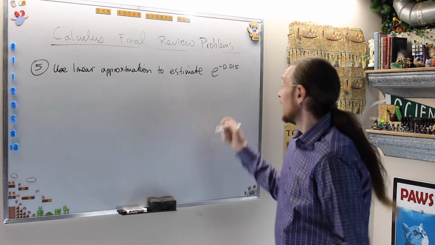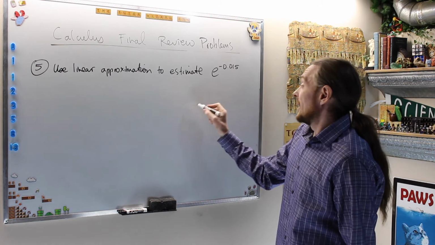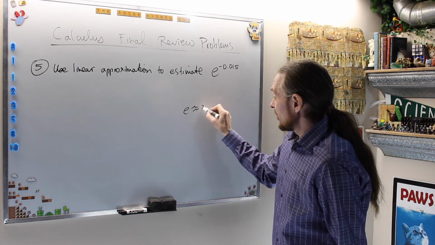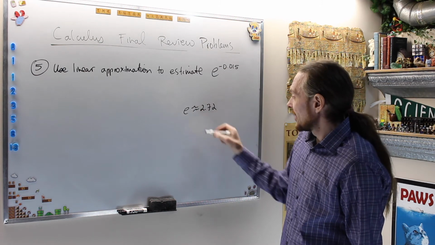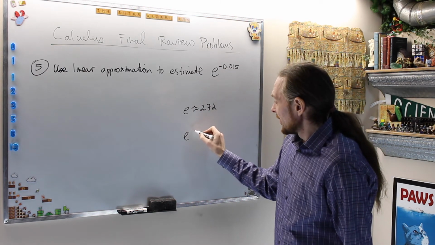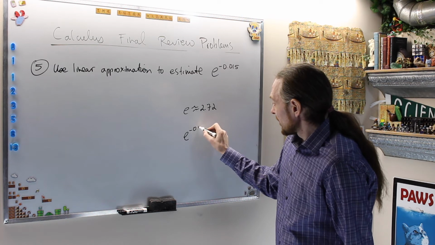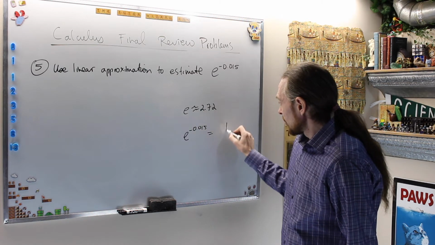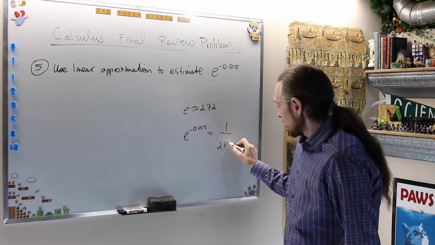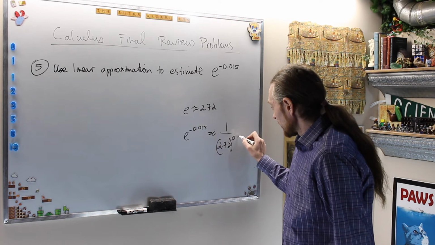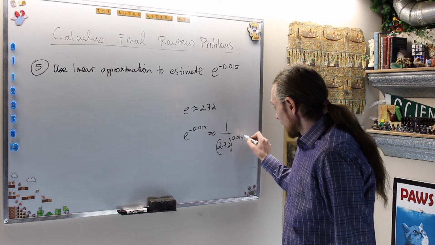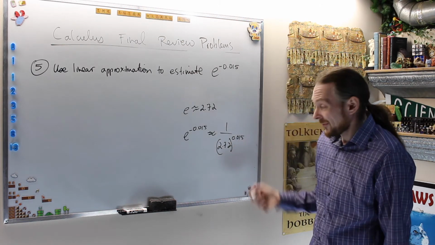And coincidentally, because e is approximately equal to 2.72, what we're looking for is e to the -0.015, which is 1 over 2.72 approximately to the 0.015. That is what we're going to calculate the approximate value of.